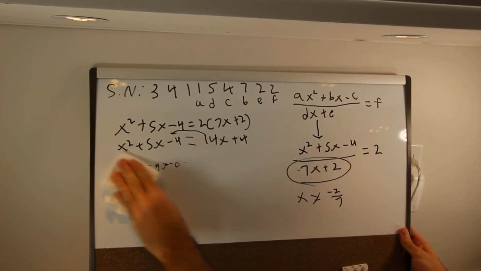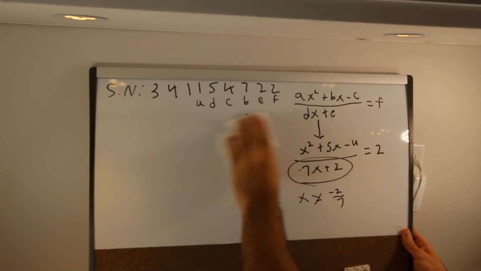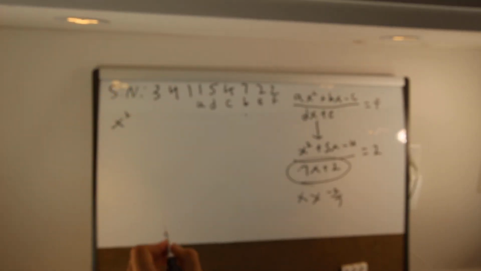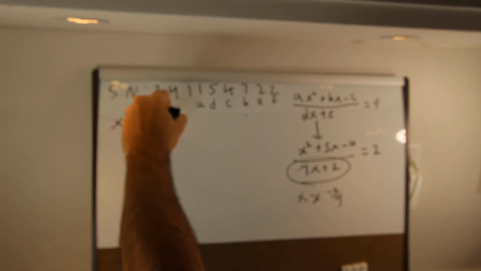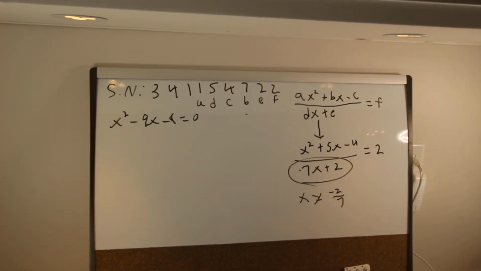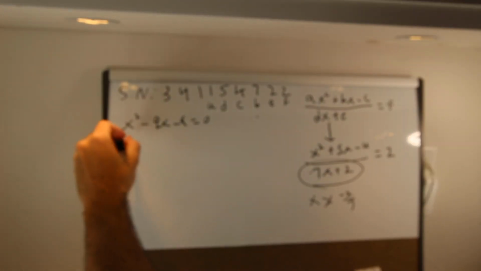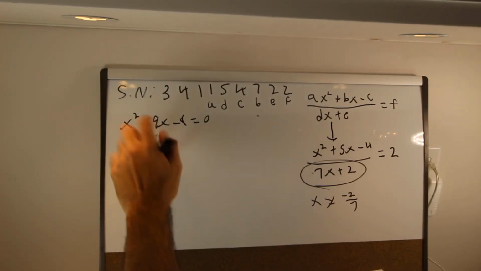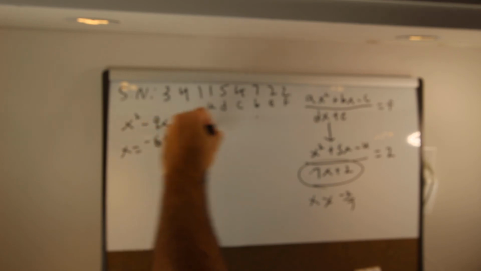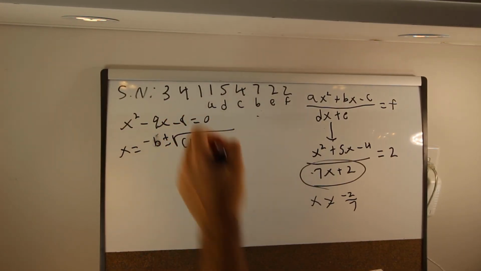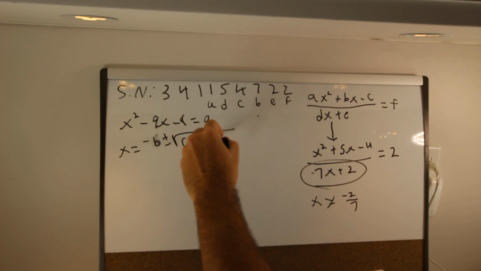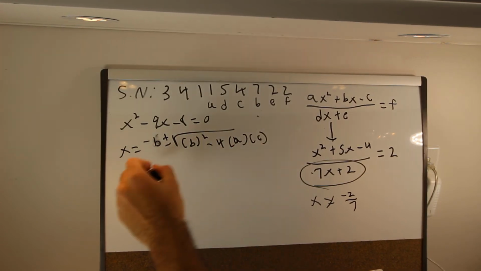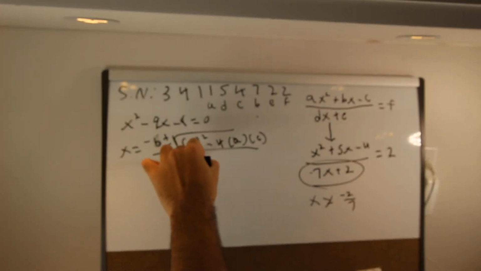So let me erase this. Let me write the original equation that we came up with up here: x squared minus 9x minus 8 is equivalent to 0. So now I have to use the quadratic formula. How do we use the quadratic formula? The quadratic formula states that x is equivalent to minus b plus or minus the square root of b squared minus 4ac, over 2a.